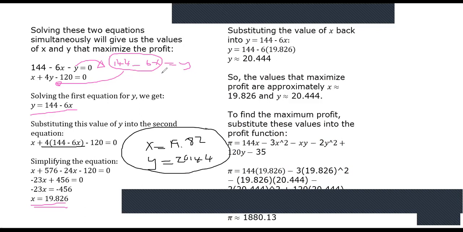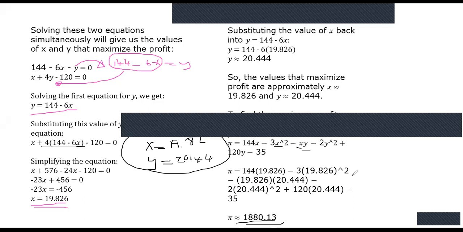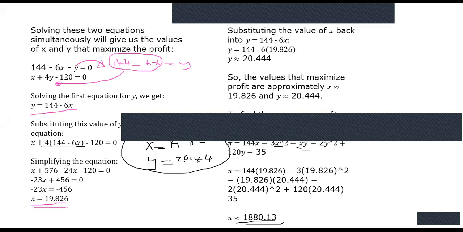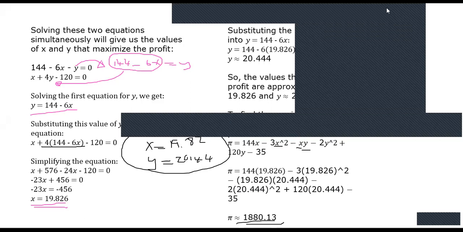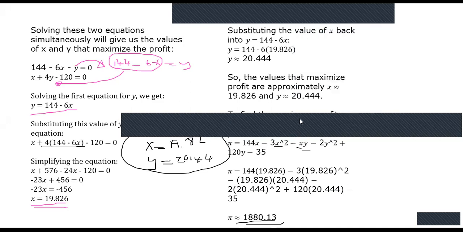Then the other part, they'll ask you now, find the maximum profit. So you now need to substitute here where there's x, you put 19.82. Where there's y, you put 20.44. So that you find the maximum value of the profit, which is 1880.13. That is how you're supposed to solve that. Oh, so the last one, we're using both answers, the y and the x in the formula. We just replace where they are. Exactly. Okay.